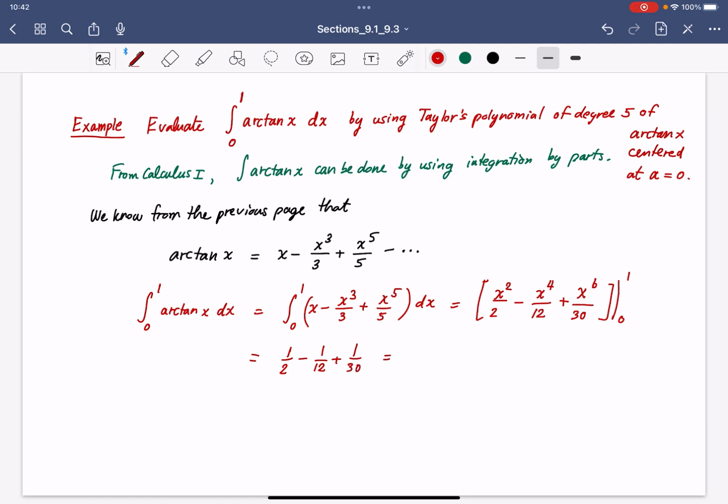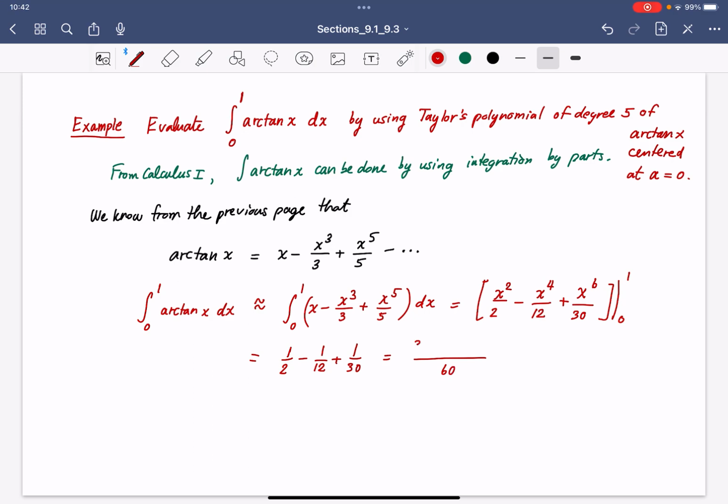So this is actually the approximation. You can say this is an approximation because you use the Taylor series of degree 5, the Taylor polynomial of degree 5. And then you find the common denominator here. What is the common denominator here?